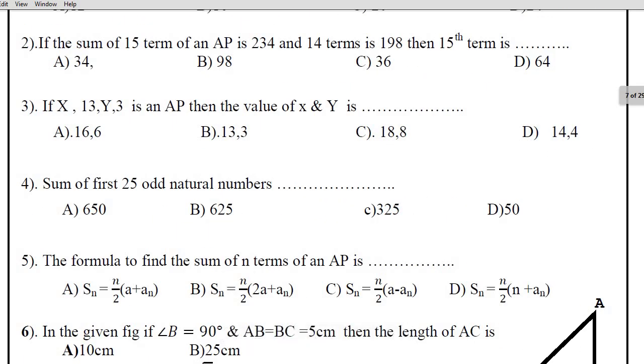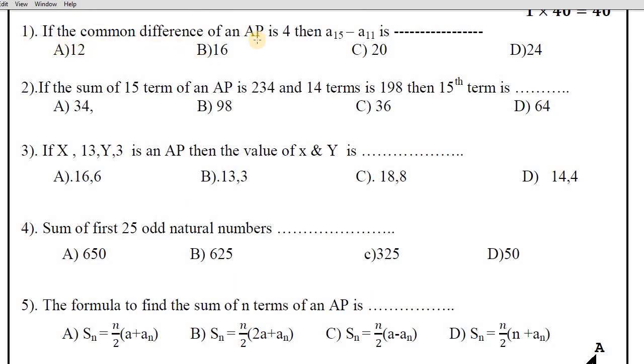The very first question is, if the common difference of an AP is 4, so D value is given 4, and we need to find the value of A15 minus A11. So to find the value of A15 minus A11, A15 we can write as A plus 14D minus of A plus 10D. Now simplify this one, children.